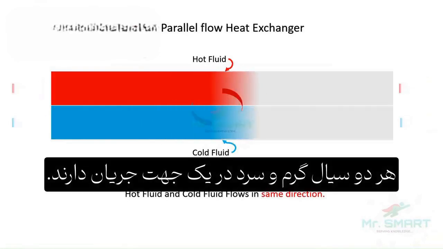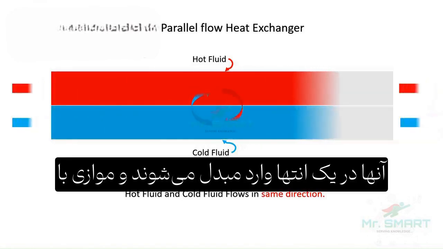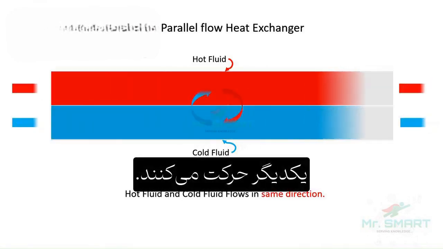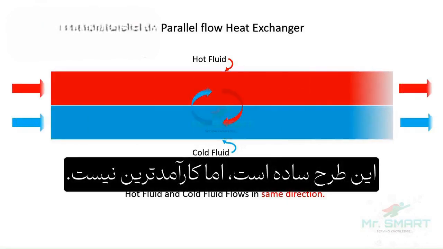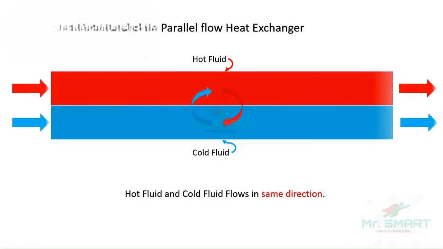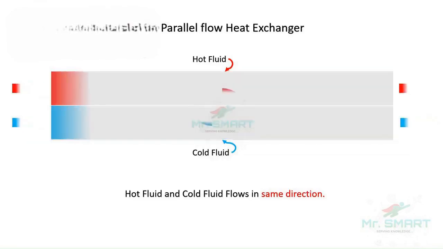In a parallel flow heat exchanger, both the hot and cold fluids flow in the same direction. They enter the exchanger at the same end and move parallel to each other. This design is simple but not the most efficient, because the temperature difference between the fluids decreases quickly.